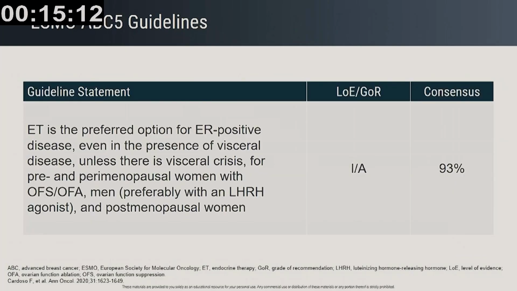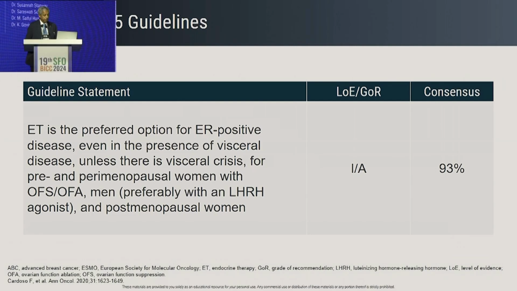So the ESMO ABC5 guidelines talk about the role of ovarian function suppression in premenopausal women, and the consensus for this was 93% at this guidelines meeting, with a level of evidence as 1 and grade of recommendation of A. So this is the highest level of evidence and recommendation that you can have in any guidelines.